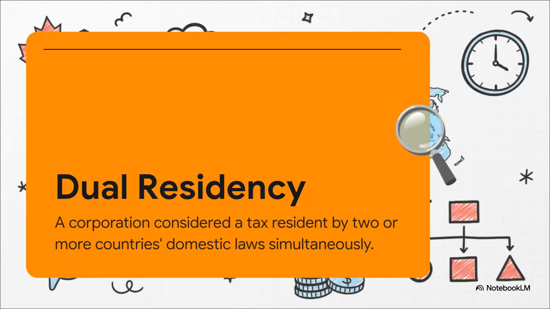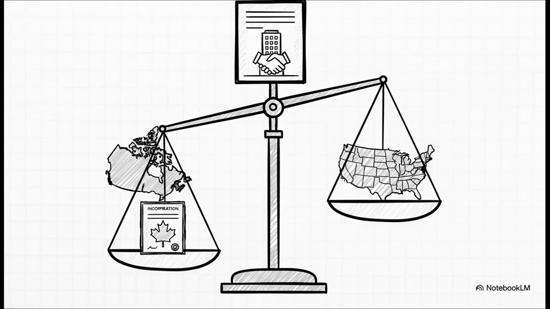profits? And there you have it. That's the classic dual residency problem. The corporation is literally caught in the middle, with two different countries both having a legitimate legal claim on taxing its income. Our example is perfect. Deemed resident in Canada because of its birth certificate, but a factual resident in the US because that's where its brain is. So, how do we solve this?